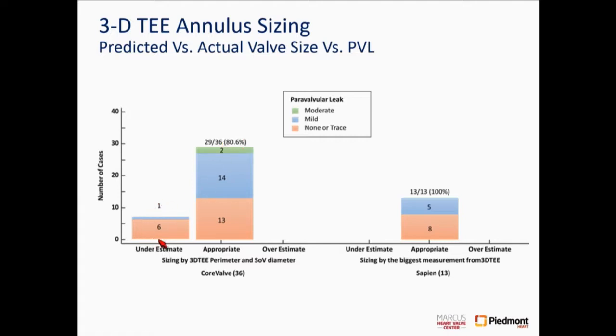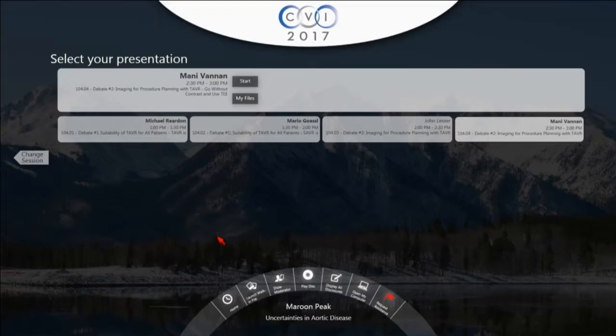There were still 7 patients in whom there was an underestimation, but now these patients had none or trace PVL, as you can see here. And with SAPIEN, even the few patients that were underestimated were completely excluded when we used the biggest diameter from 3D TEE, whether by area or by mean diameter. So by 3D TEE, when we're using a CoreValve, the best thing is to use an annulus measurement and a sinus of Valsalva measurement to best pick the valve size, as opposed to CT.